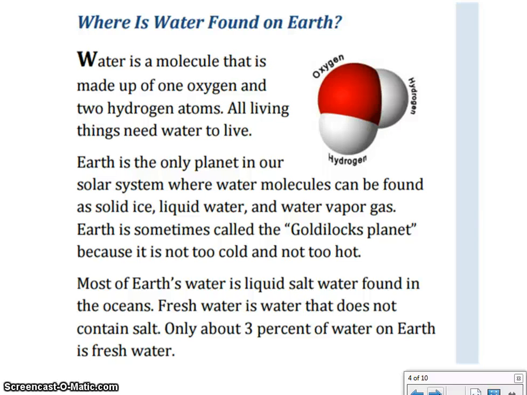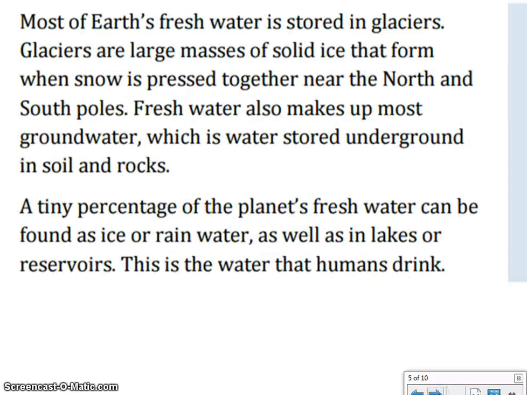Most of Earth's water is liquid salt water found in the oceans. Fresh water is water that does not contain salt. Only about 3% of water on Earth is fresh water. Most of Earth's fresh water is stored in glaciers. Glaciers are large masses of solid ice that form when snow is pressed together near the North and South poles.